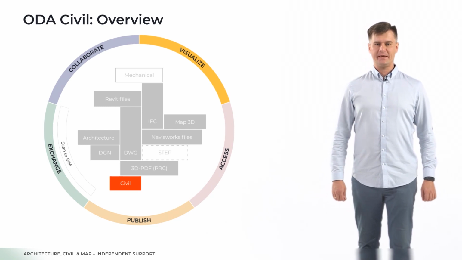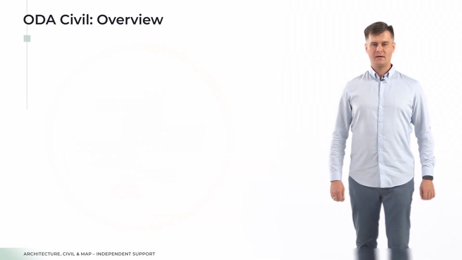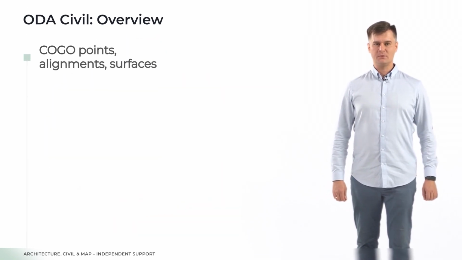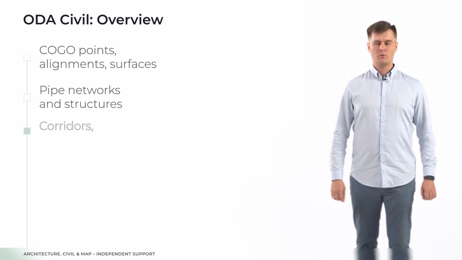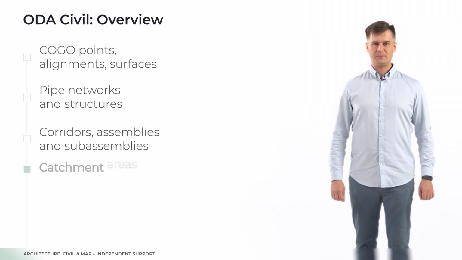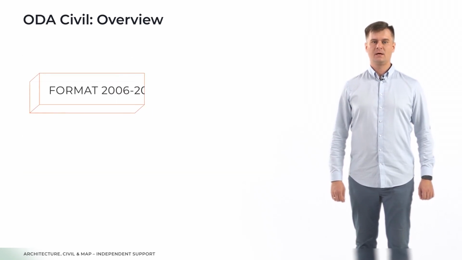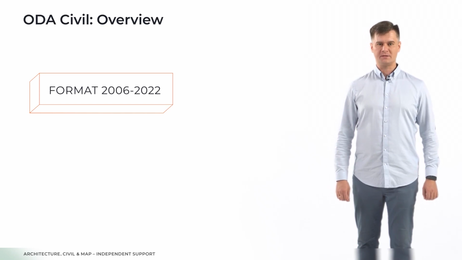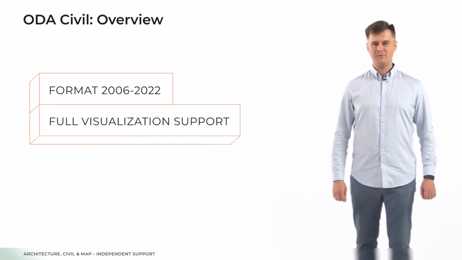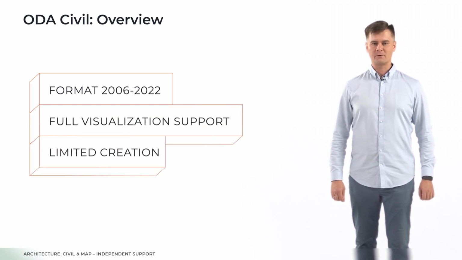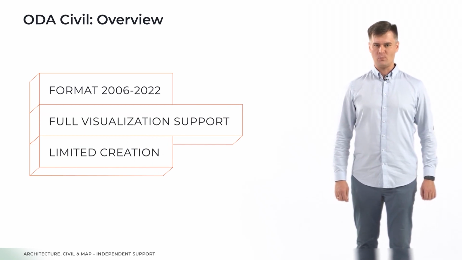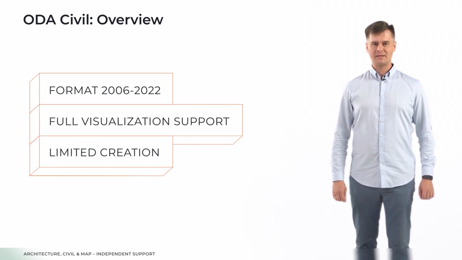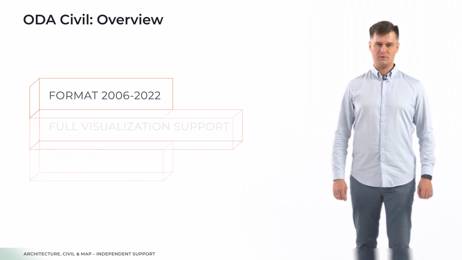Currently, Civil SDK contains models to work with cogo points, alignments and surfaces, pipe networks and structures, corridors and assemblies, catchment areas, and others. ODA Civil SDK supports object versions from 2006 to 2022 and visualization for all objects. Creation is implemented for cogo points, TIN and grid surfaces, alignments, profiles, and profile views.